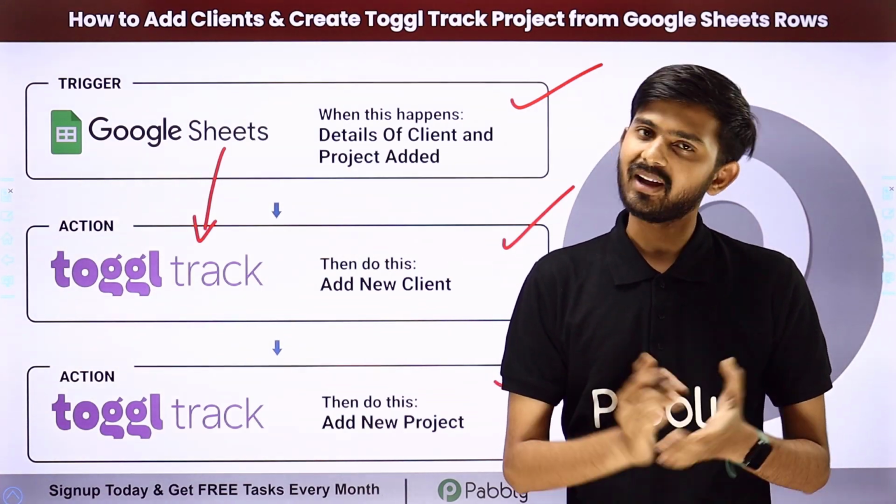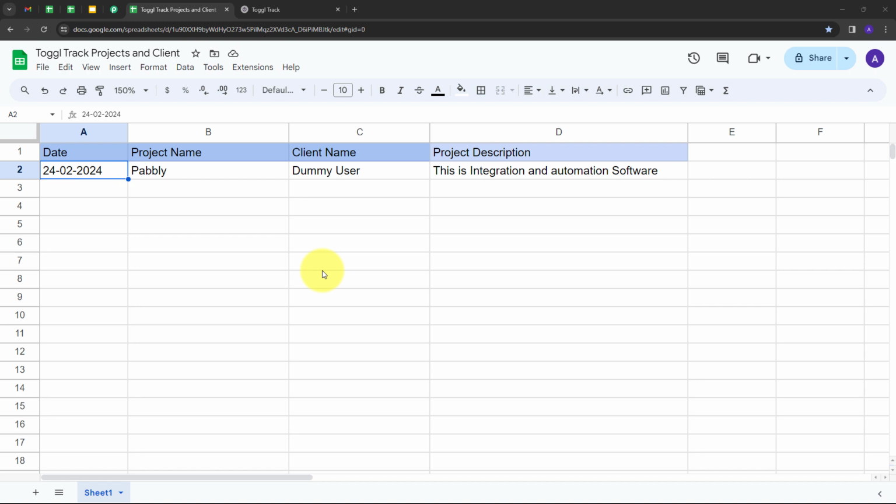For that, let me take you to my computer screen. I hope all of you can see my computer screen. And today we are going to see how we can create Toggl Track projects and clients from Google Sheets row. So here in my Google Sheet, I'm creating this database, and in this spreadsheet, which is named Toggl Track Projects and Client, I'm adding the details of my projects and client.